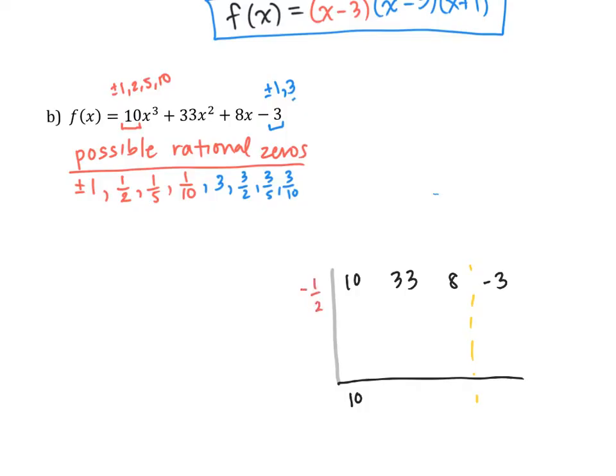Okay, -1/2 of 10 is -5. 33 minus 5 is 28. -1/2 of 28 is -14. 8 minus 14 is -6. -1/2 times -6 is +3, so I got a 0 here. Okay, so -1/2 works as one of my zeros. It's not the only one that works, but it's one of the ones that works, so I'm just happy to have one. Okay, I'm going to rewrite this.